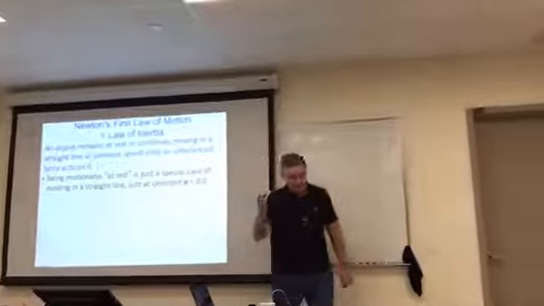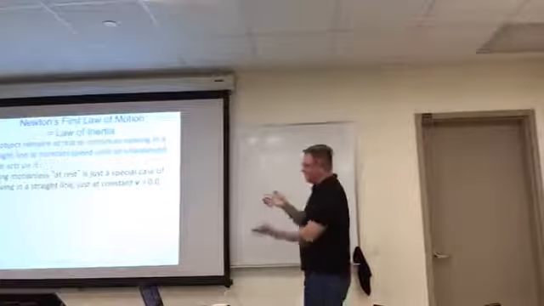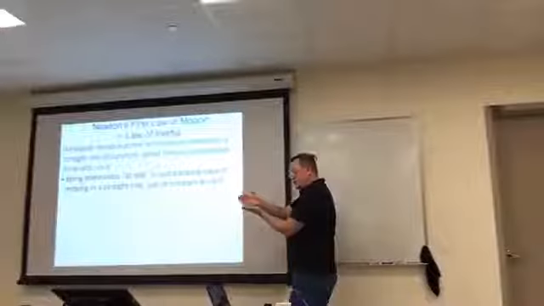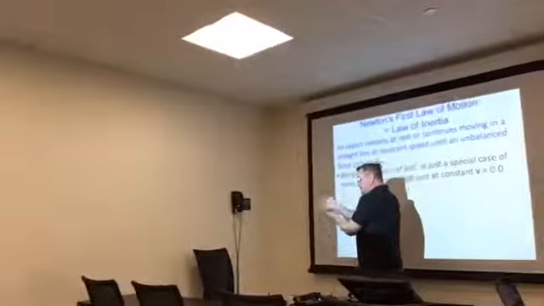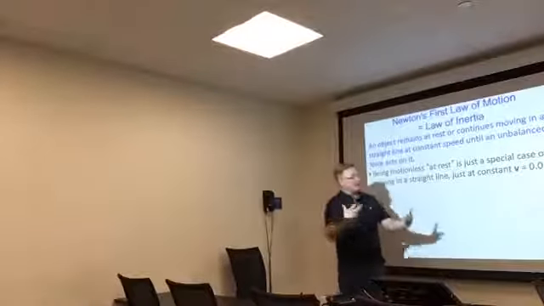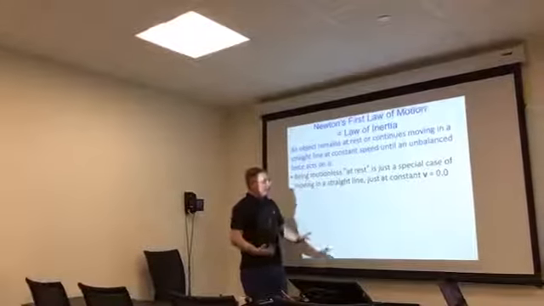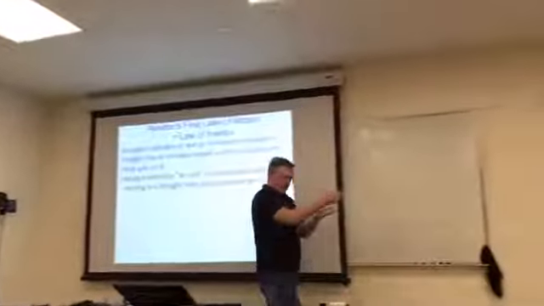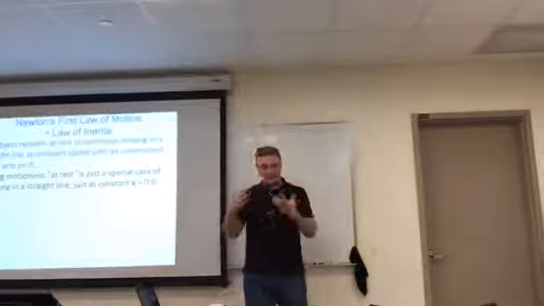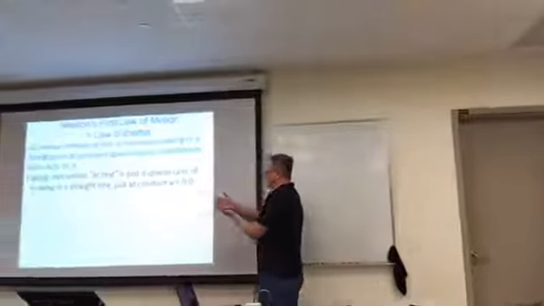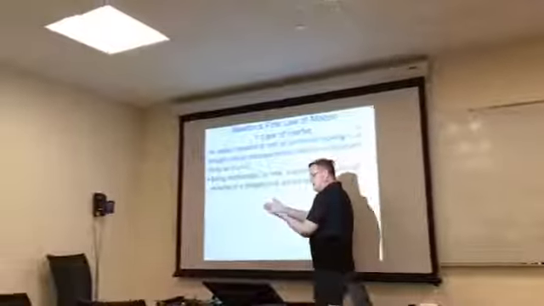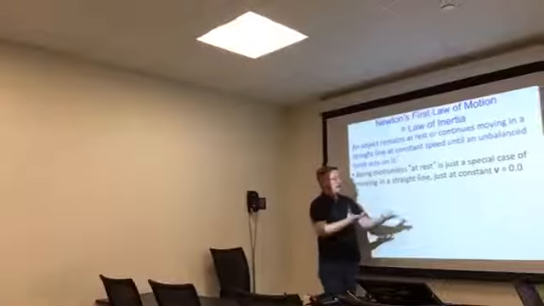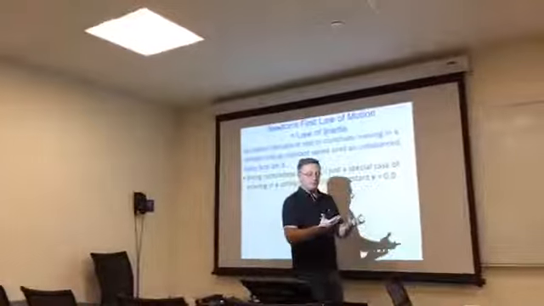Your speed never changes. So you could be moving at 10 meters per second in a straight line, and as long as there's no unbalanced force, you will continue to move at 10 meters per second in that direction, in that straight line. You could be moving at 5 meters per second in a straight line, and as long as there's no unbalanced force, you won't change. You could be moving at 1 meter per second in a straight line, and as long as there's no unbalanced force, you'll just continue to do that. You could be moving at 0 meters per second.